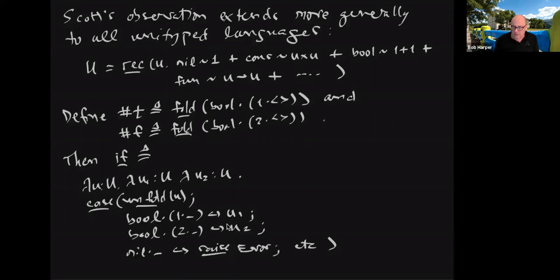It provided a foundation for ideas that Strachey was developing more or less simultaneously, but didn't know how to make good sense of it all. And the combination of Scott and Strachey invented denotational semantics. So that's the idea. Okay, I won't say any more of that.